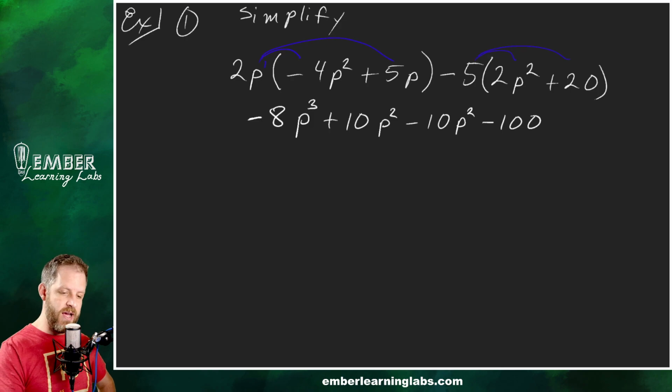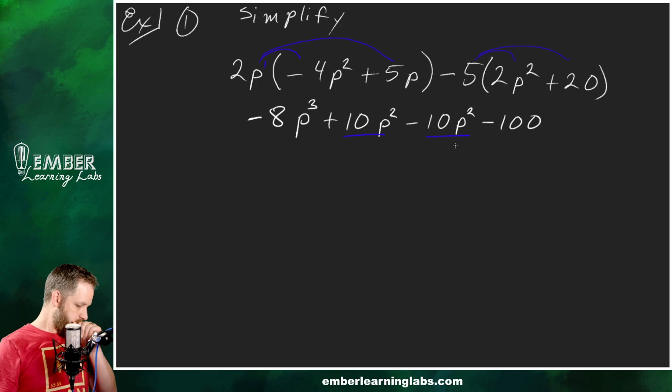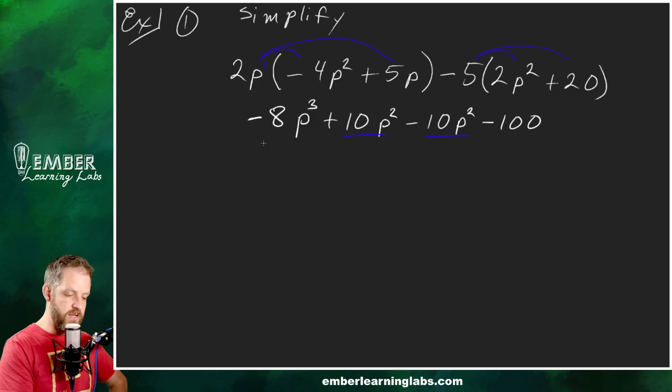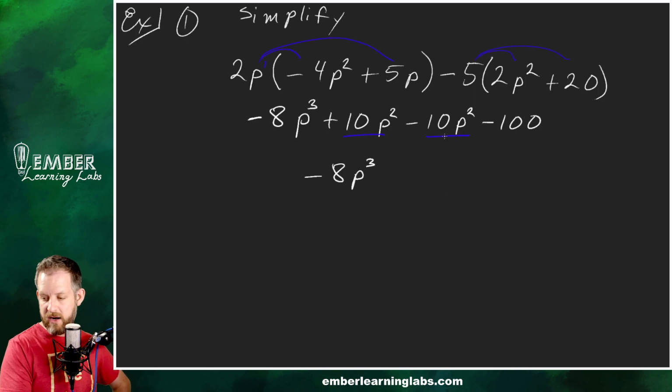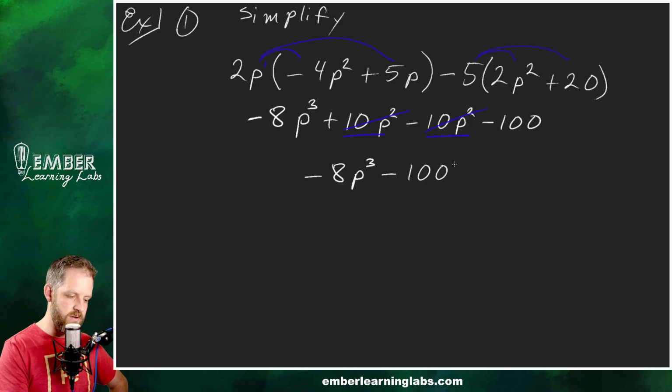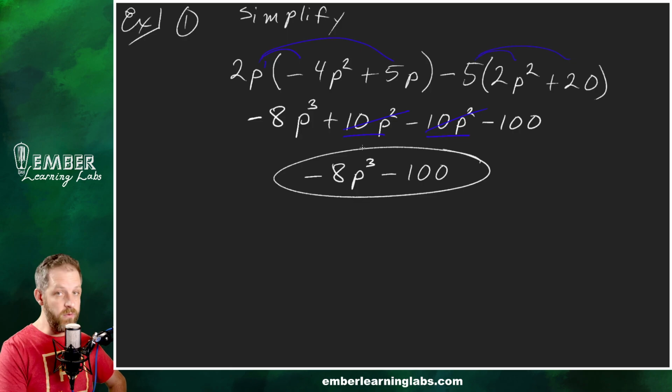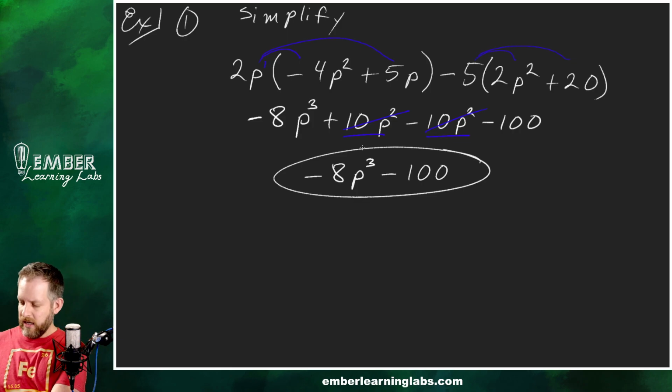Now, all we have to do now is combine any like terms, and we're through simplifying. We've got p squareds to combine. Nothing else goes together. So we're going to bring down negative 8p cubed. And then 10p squared minus 10p squared, it cancels, goes away, because that equals 0, right? So then we're just going to bring down minus 100. We're going to circle it and move on with our lives. Sound great? Yes, it does.